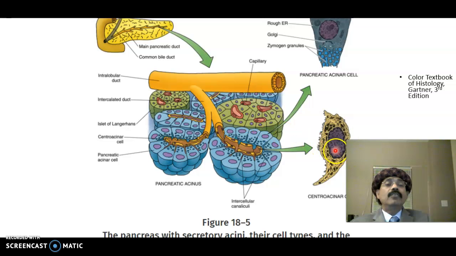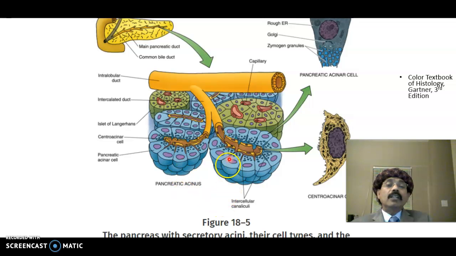Okay. This is the centroacinar cell. It is a low cuboidal or squamous cell, and it is stimulated by secretin. This cell plus the cell of the intercalated duct will produce bicarbonate-rich fluid that will make a buffer with the chyme coming out from the pylorus of the stomach.